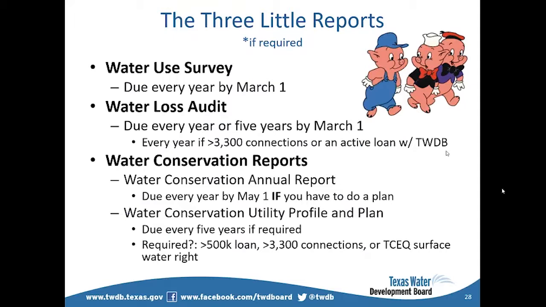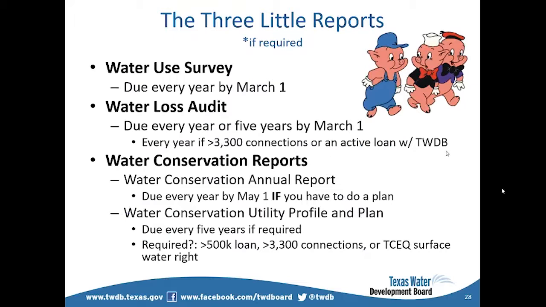The water loss audit, we kind of covered that already, but if you have over 3,300 connections or an active financial obligation with us, those are due by May 1st of every year. If you don't meet those 2 criteria, then you would be required once every 5 years. The next one due is by May 1st of 2021 for the 2020 calendar year.